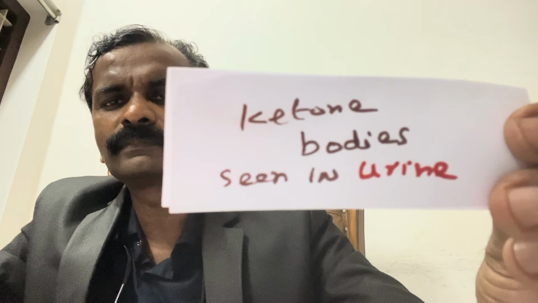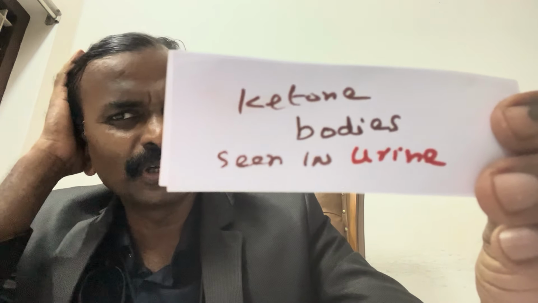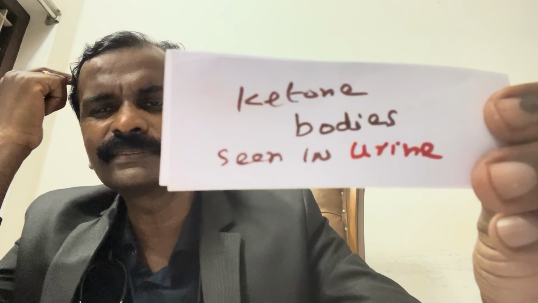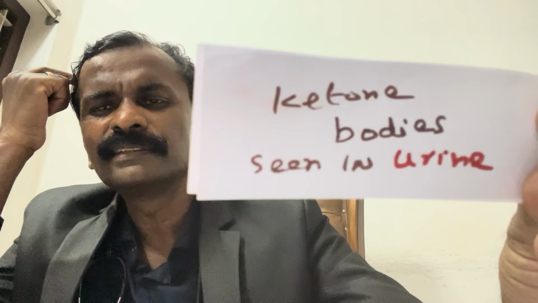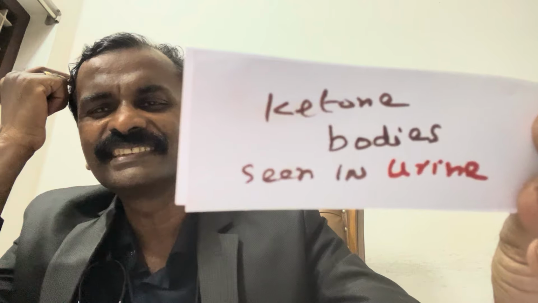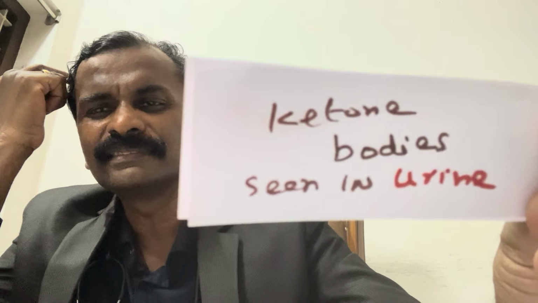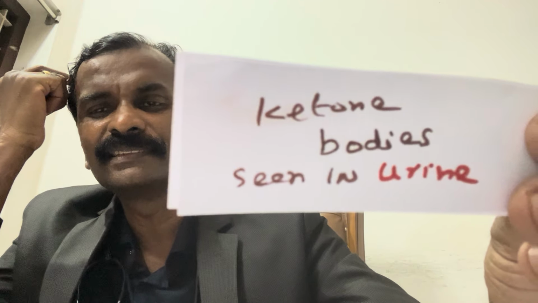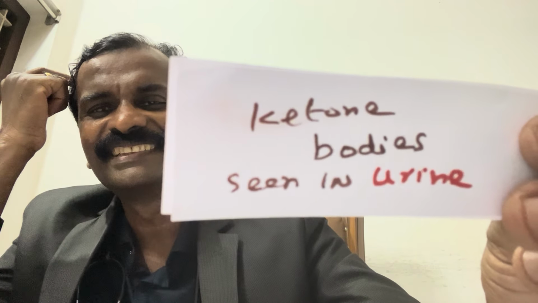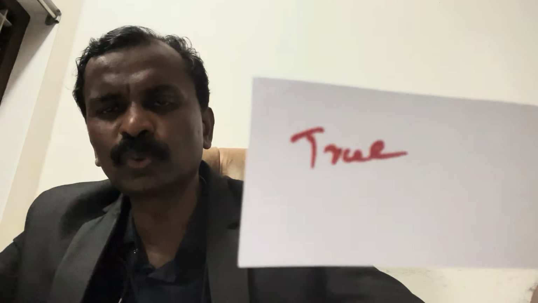Ketone bodies are seen in urine. True or false? Any idea? Ketone bodies in urine means what disease? MCQ, man. Diabetes mellitus. Why I am telling mellitus is they will keep diabetes insipidus also. So ketone bodies in urine is single answer: diabetes mellitus. So the answer is true.